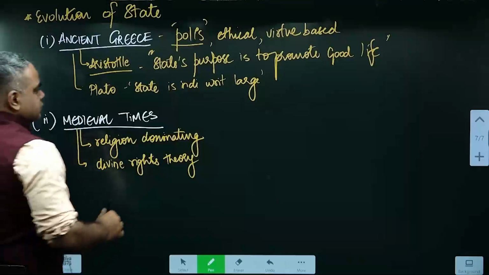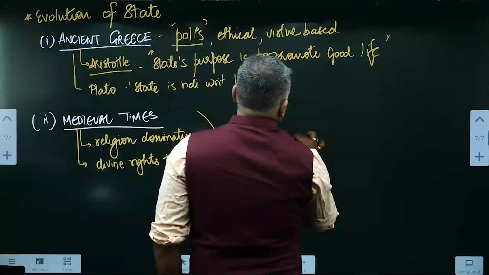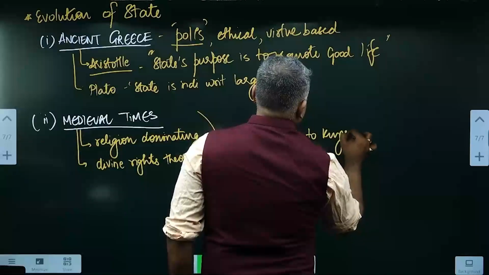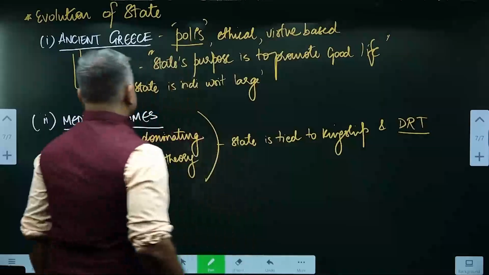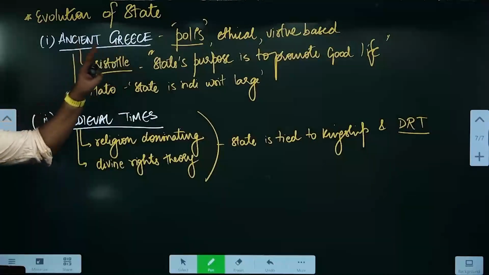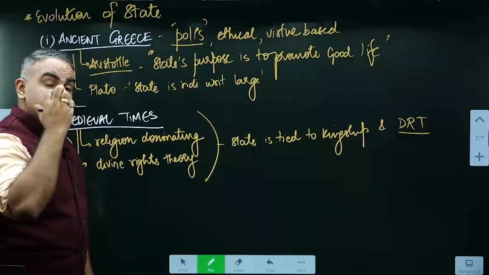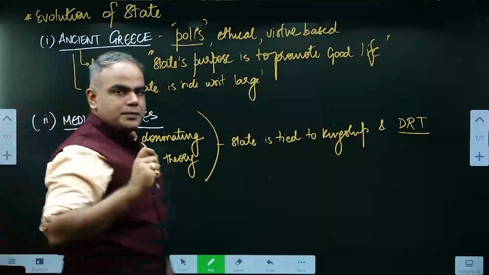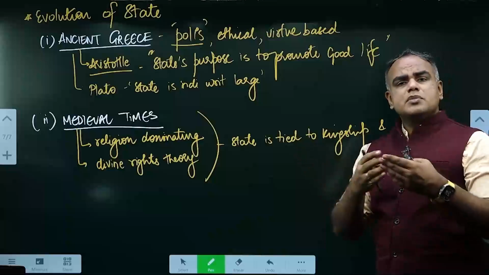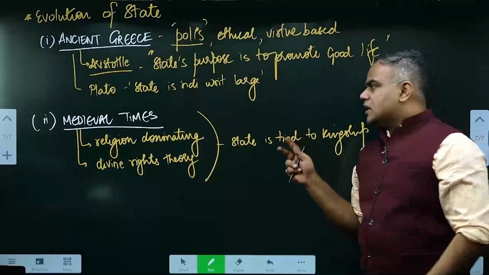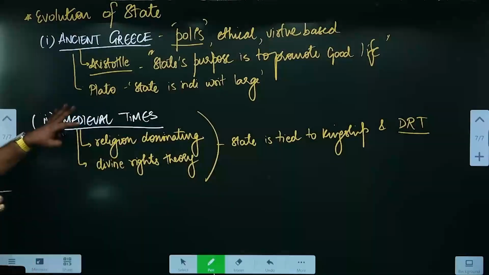What I can say is that the state is tied to kingship, and I'm writing DRT. DRT here is divine rights theory. So there is a change in the nature of the state. In fact, just in this time, Machiavelli had come, and Machiavelli talked about how the state should be separate from religion. He talked about how there should be separation between ethics and politics. So we are sure about what has happened in the medieval times.